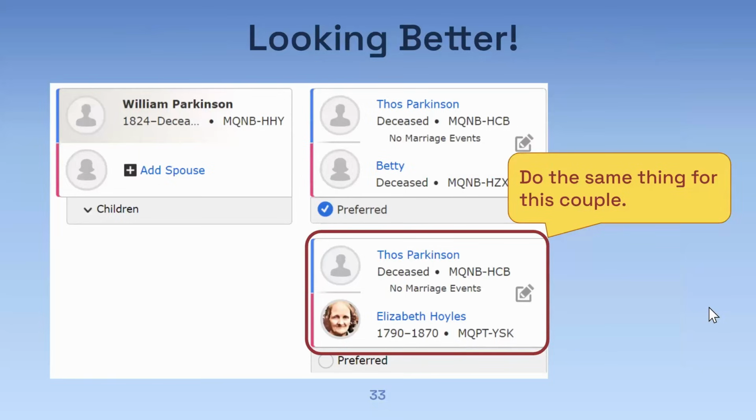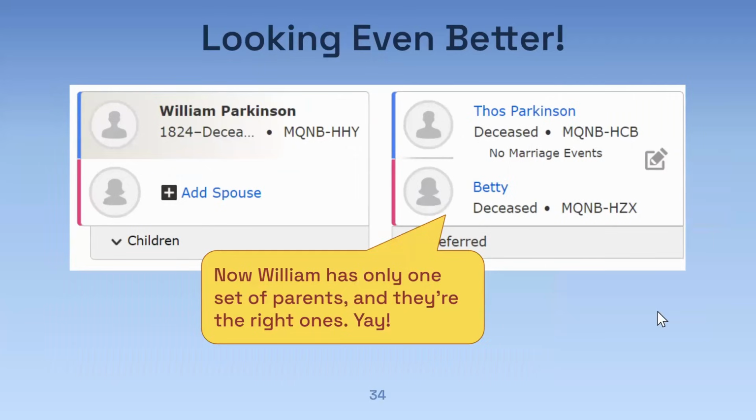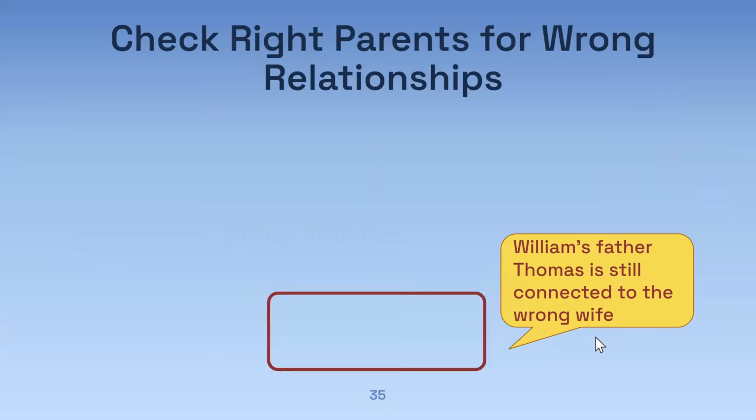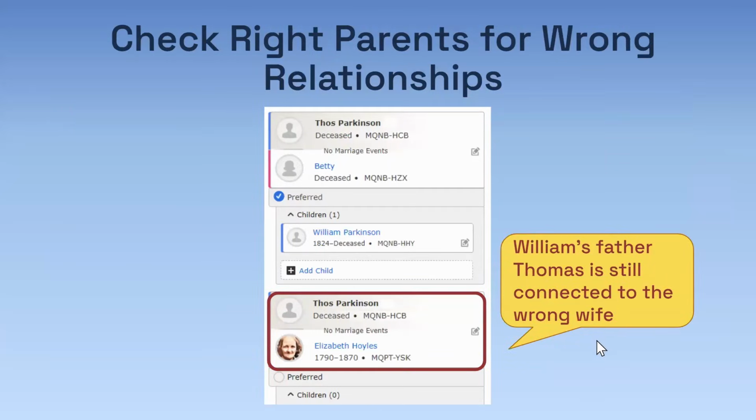The wrong parents are completely gone. We've still got this issue with the right dad and the wrong mom, but if you follow those same steps for this couple, that will solve that problem. So we did those steps, and now William only has one set of parents, and they're the right ones. This is improvement. But remember that the parents were badly merged as well. So we need to go double check the parents and make sure they don't have wrong relationships.